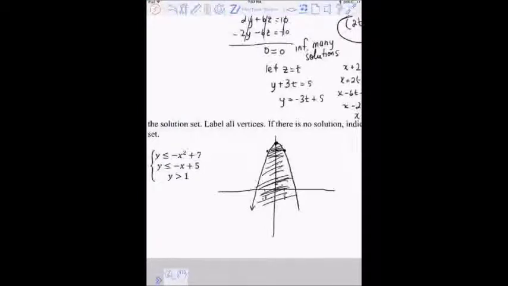Now the next one, the negative x plus 5, that's a linear inequality. It's in the form y equals mx plus b. So the plus 5 is my y-intercept, and the slope is negative 1. So that means we're going to go down 1 and over 1. And it's also less than or equal to. The equal to means this is going to be a solid line.